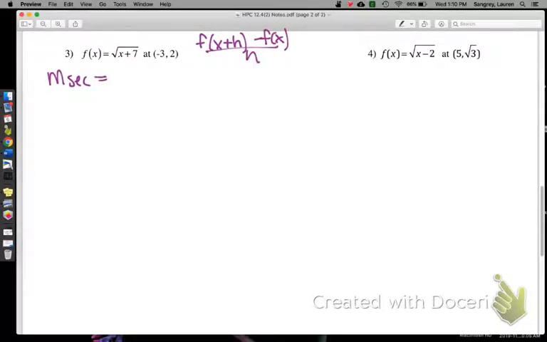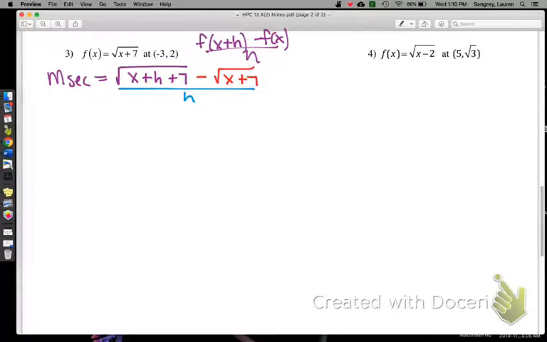So when I'm evaluating the function at the quantity x plus h, I'm plugging in x plus h everywhere there's an x. So I have square root of x plus h plus 7. Then I'm subtracting f of x. So I'm subtracting the function, which is square root of x plus 7. And then this is all over h.